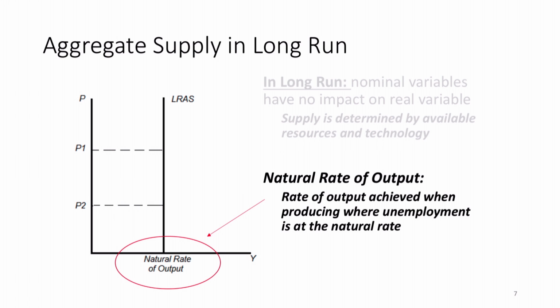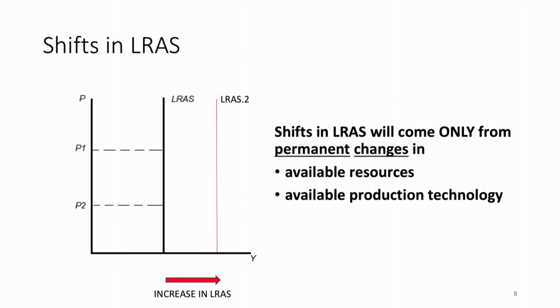This is going to be determined, again, by the number of resources and the level of technology that we have in our economy. What we see is that shifts in the long-run aggregate supply are going to come only when we have permanent changes in either available resources or the available technology in our economy. As we observe here, this shift out of the long-run aggregate supply curve is showing an increase in long-run aggregate supply, an increase in output over time that is stemming specifically from an increase in available resources or an increase in production technology.